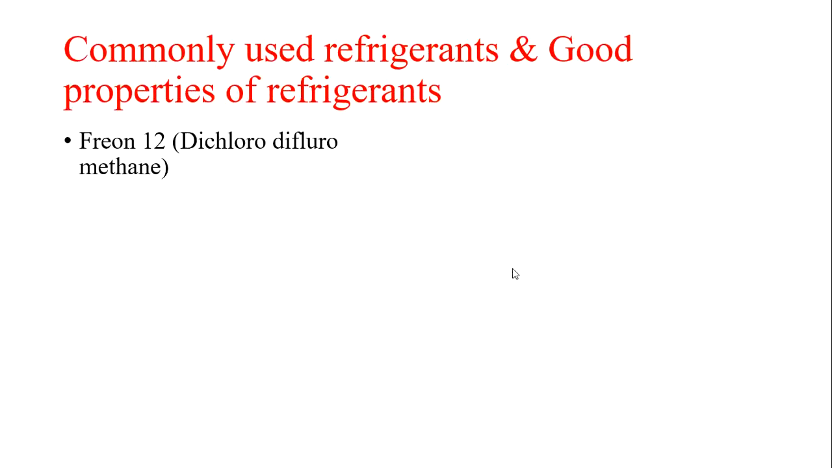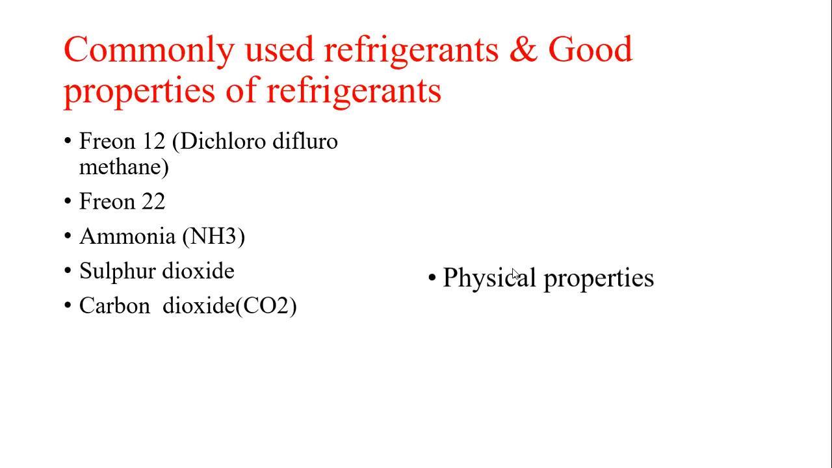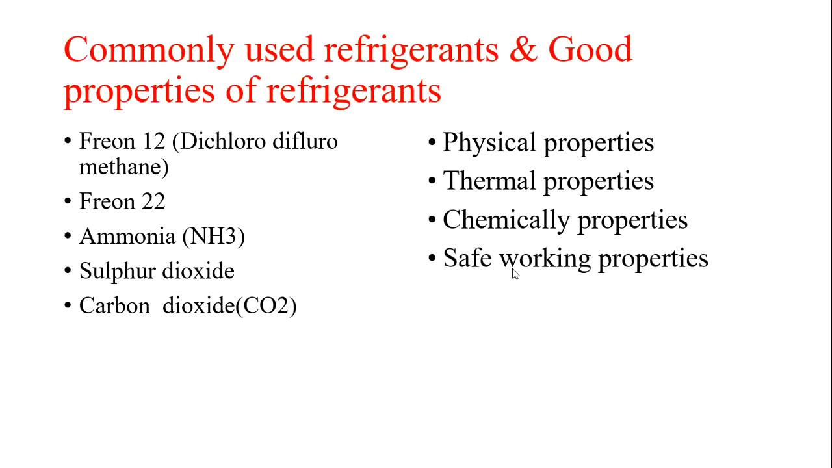Let us look into commonly used refrigerants and good properties of refrigerants. Commonly used refrigerants are Freon 12, that is dichlorodifluoromethane, which is used in refrigeration systems. Freon 22 is used in air conditioning systems. In earlier days, ammonia, sulfur dioxide and carbon dioxide were used as refrigerants.